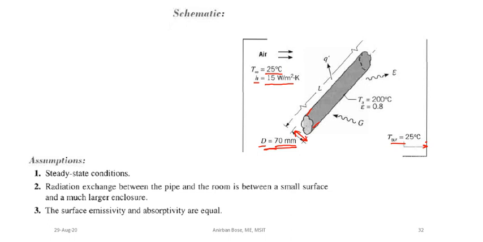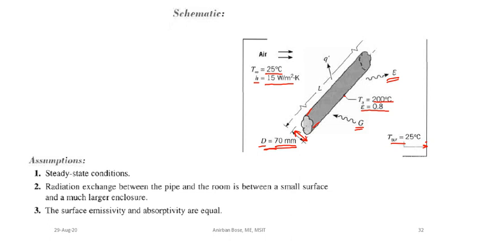Now you can see that some irradiation is coming. The irradiation is G, which is coming from the surrounding to the pipe. The surface temperature of the outer surface of the pipe is known, 200 degrees centigrade, and the pipe emissivity is given as 0.8, and definitely some emission, because of its temperature, is going out from the steam pipe to the surrounding air.